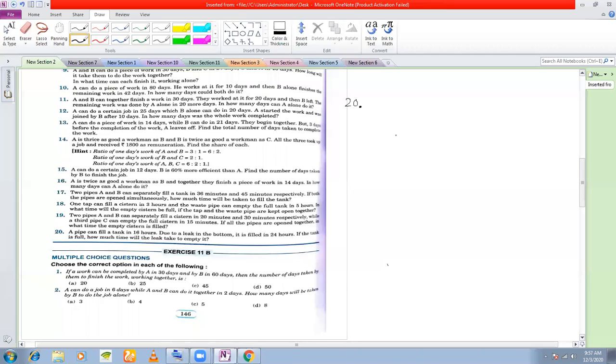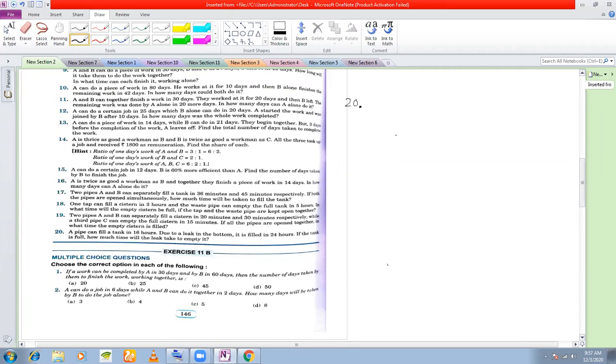Now, the tank is full, so how much time will it take the leak to empty it? The 24 hours given here is not the time for the leak to empty. It is when the pipe is open as well as the leak at the bottom, when both are working simultaneously, that is positive work done as well as negative work done, that the tank is getting empty in 24 hours. So you have to understand the difference here.